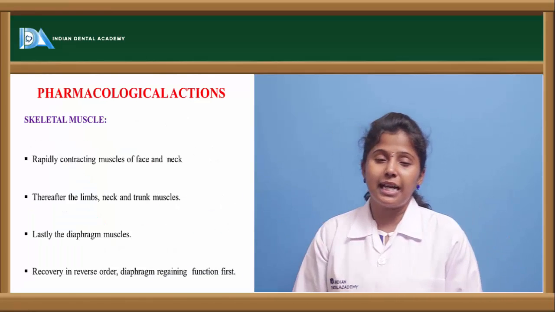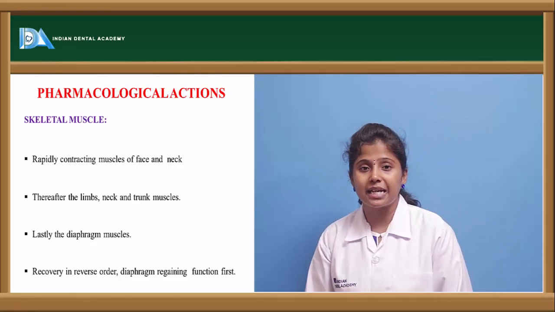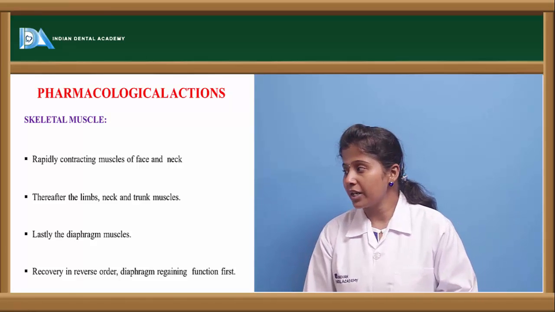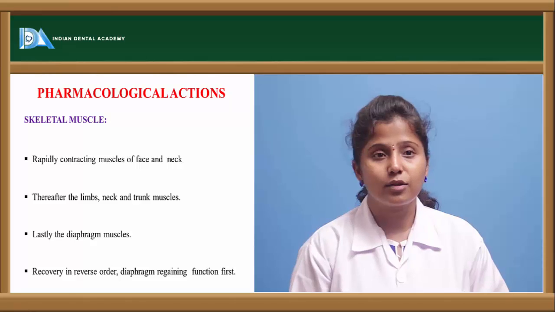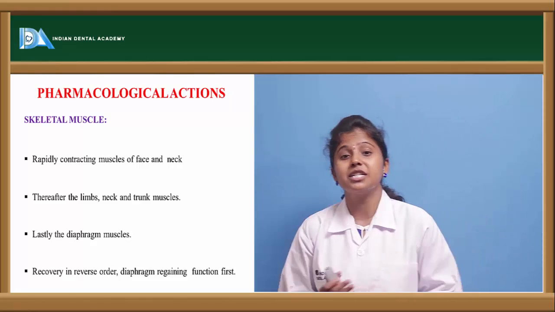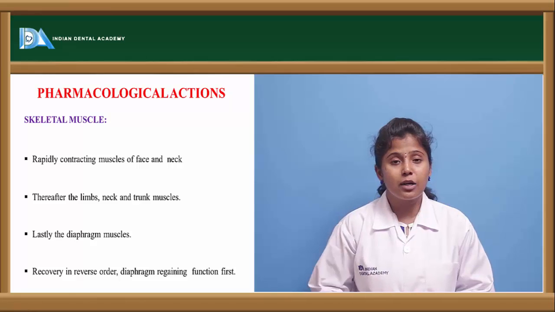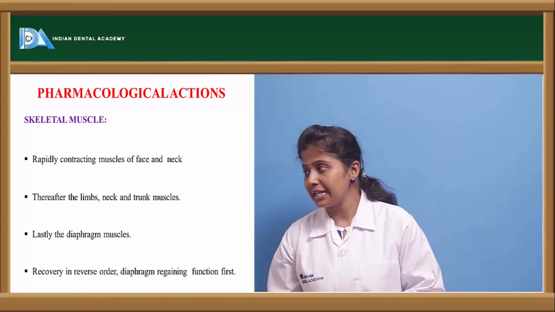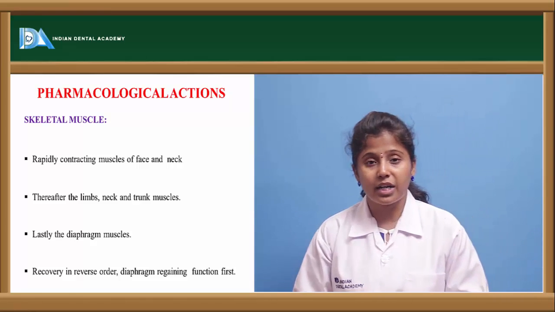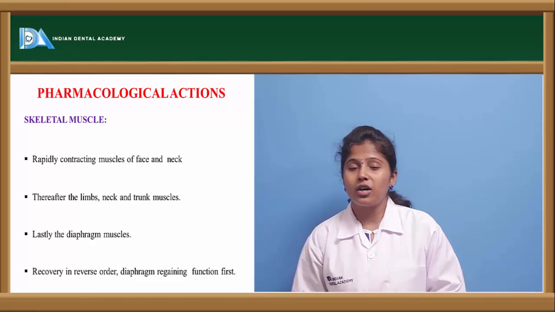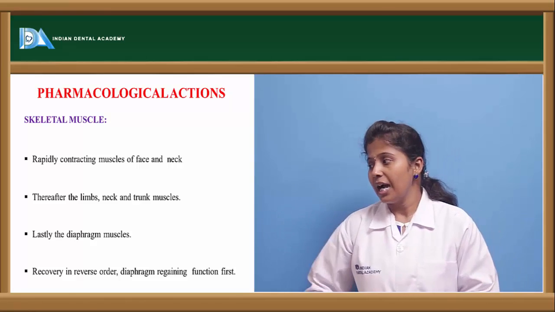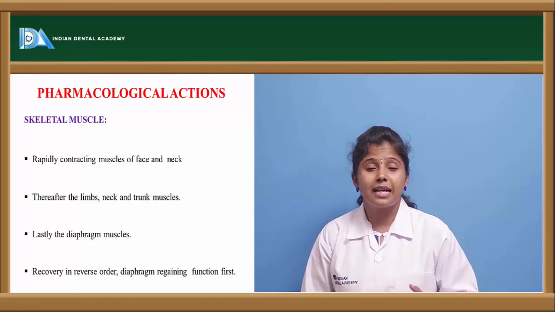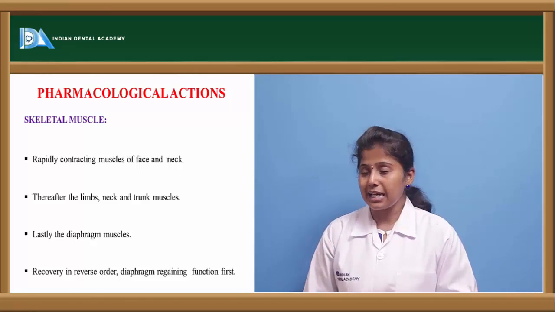Let us see the pharmacological action. What happens if these drugs are administered into the body? In the skeletal muscle, they cause rapid contraction of muscle, because of the action of acetylcholine at the neuromuscular junction. It causes rapid contraction, especially in the face and neck region, and it causes contraction in the limbs, trunk, and thereby the diaphragm, and completely it causes skeletal muscle contraction. Whereas skeletal muscle relaxants relax the skeletal muscle.